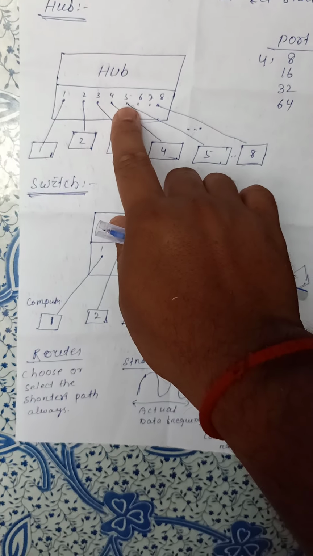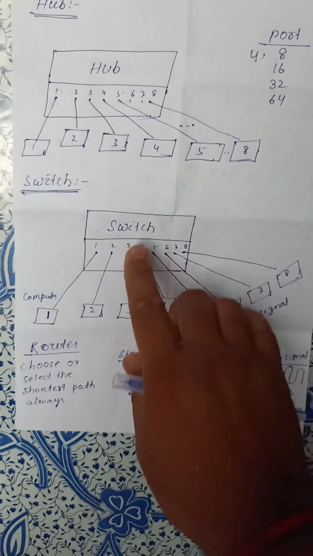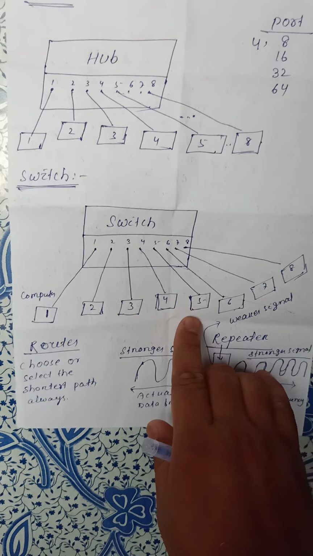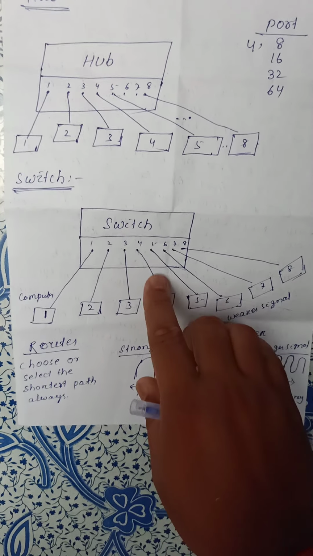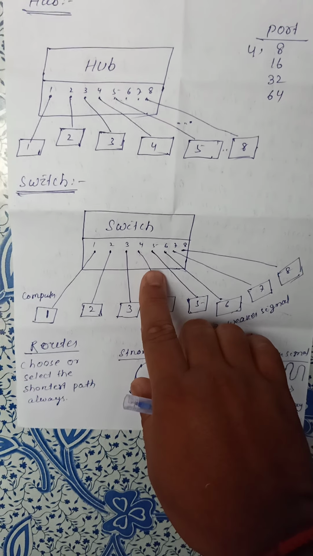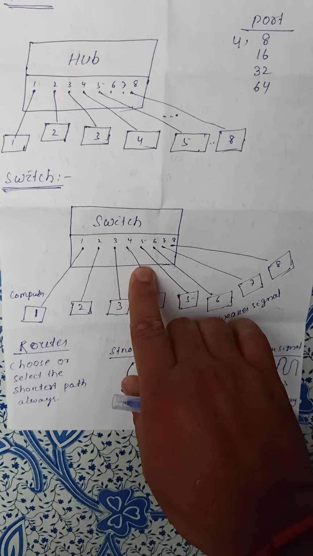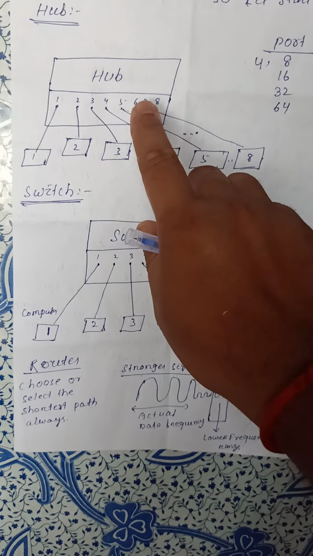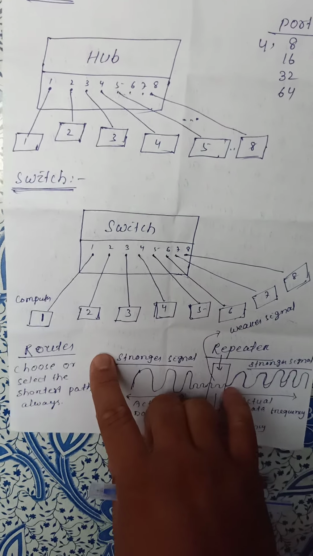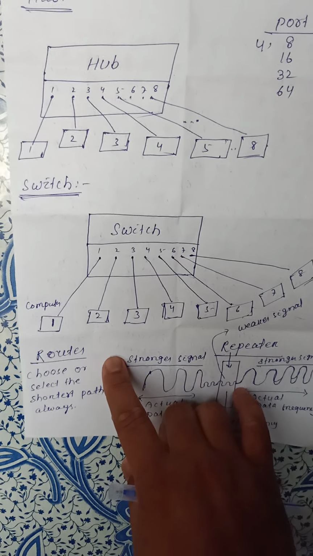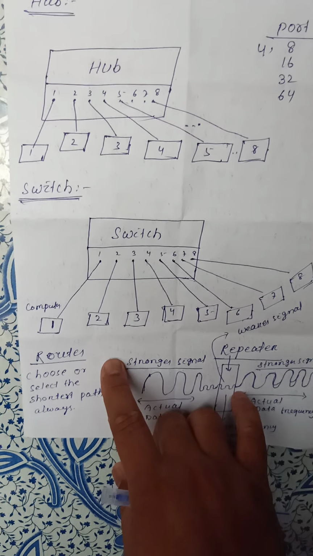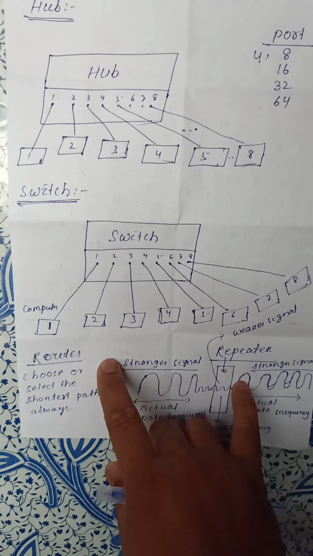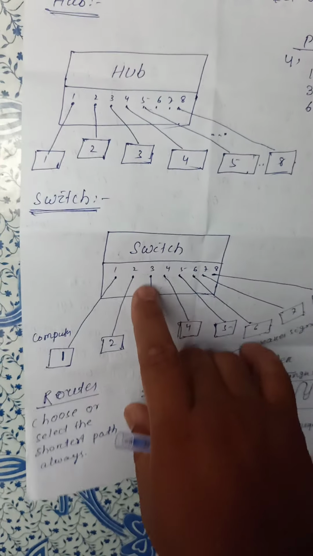The hub has no IP address information of individual computers, but the switch already has the IP address information of all the computers. So according to the networking process, the switch is a more effective, preferable and intelligent device than the hub. These are the differences between the hub and the switch. Along with that, depending upon the switching technique, there are three different types: circuit switching, packet switching, and message switching. So this is the concept regarding hub and switch.